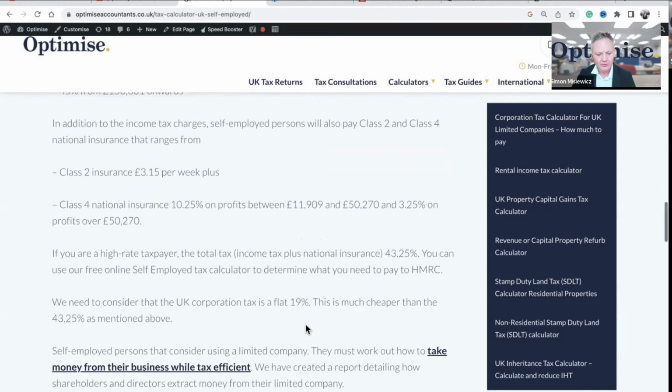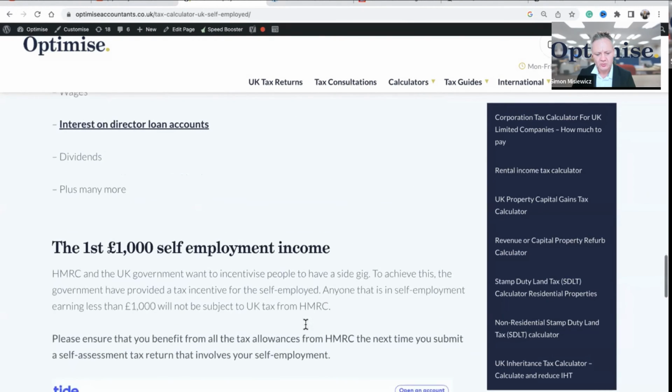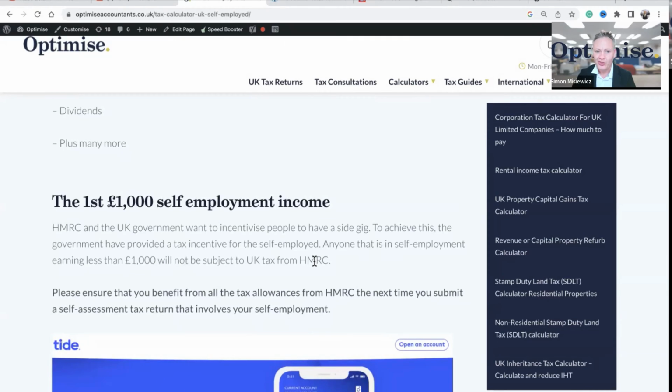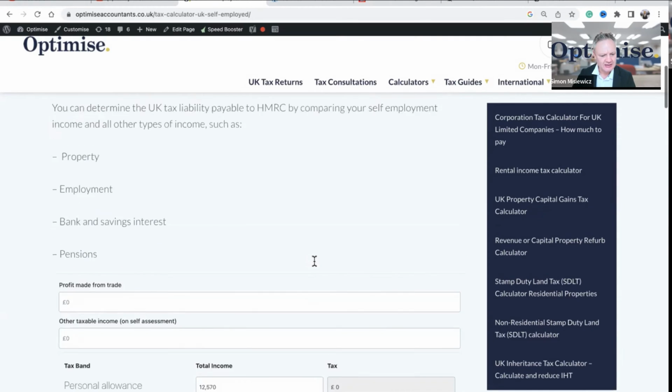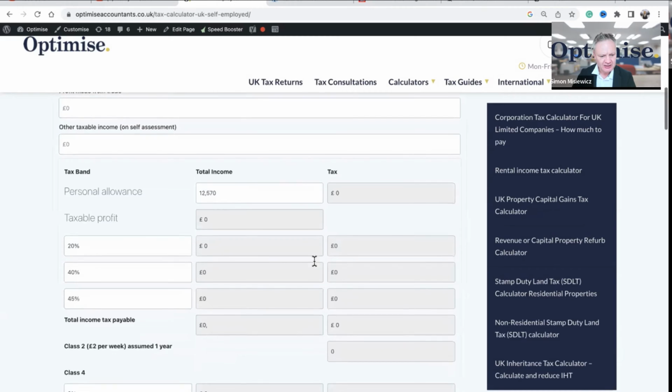I do want to bring this to your attention in terms of the discussions we have, plus the first £1,000 worth of profits you make in your self-employment will be tax deductible, as in you do not pay tax. So as long as you earn up to £1,000 in self-employment, that will not be subject to UK tax by HMRC. Let's move back to the self-employment tax calculator, which is here.